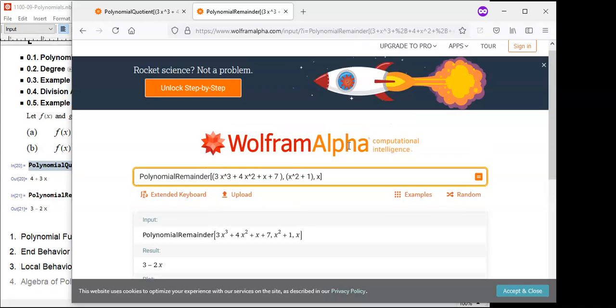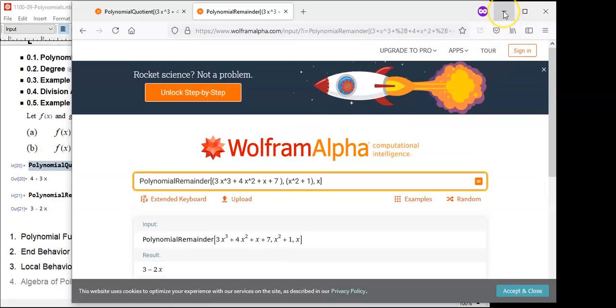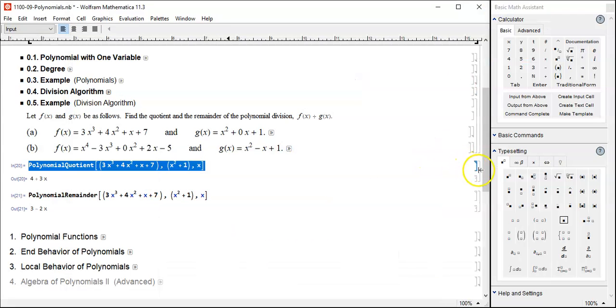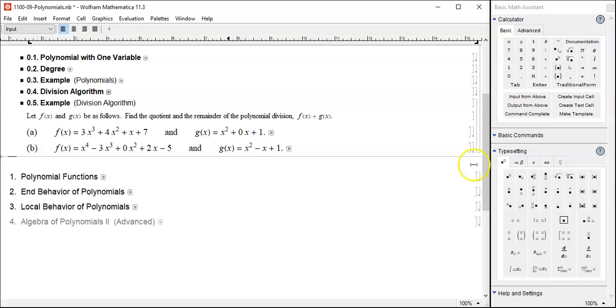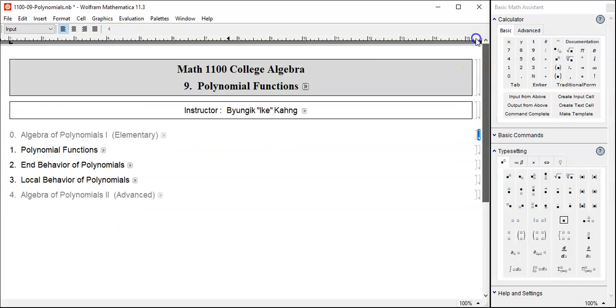So it's going to be a good idea to check your answer using computer algebra system. And polynomial quotient and polynomial remainder are two very useful mathematical commands that you can use. I'll conclude section 0 here.